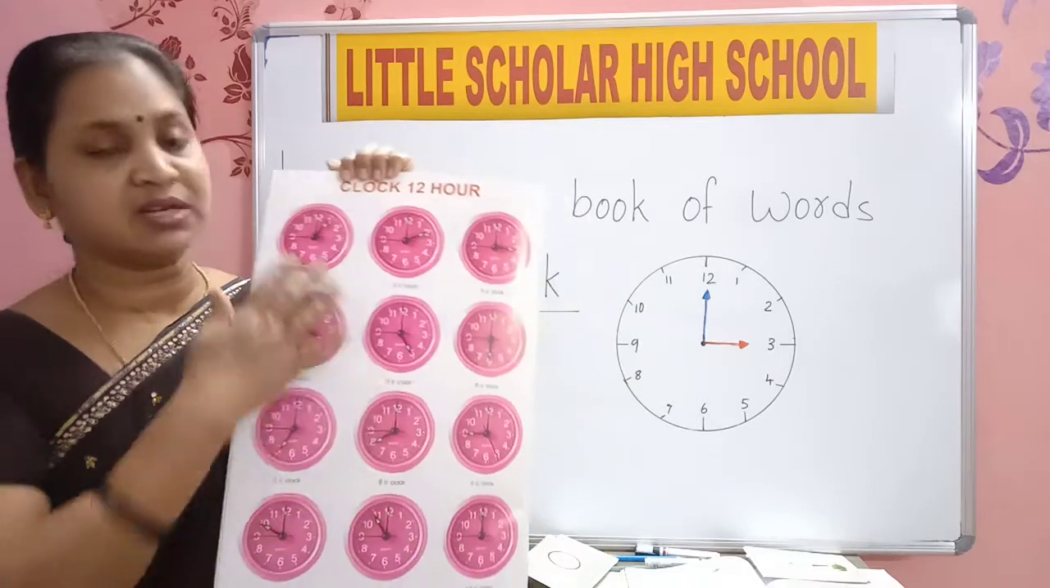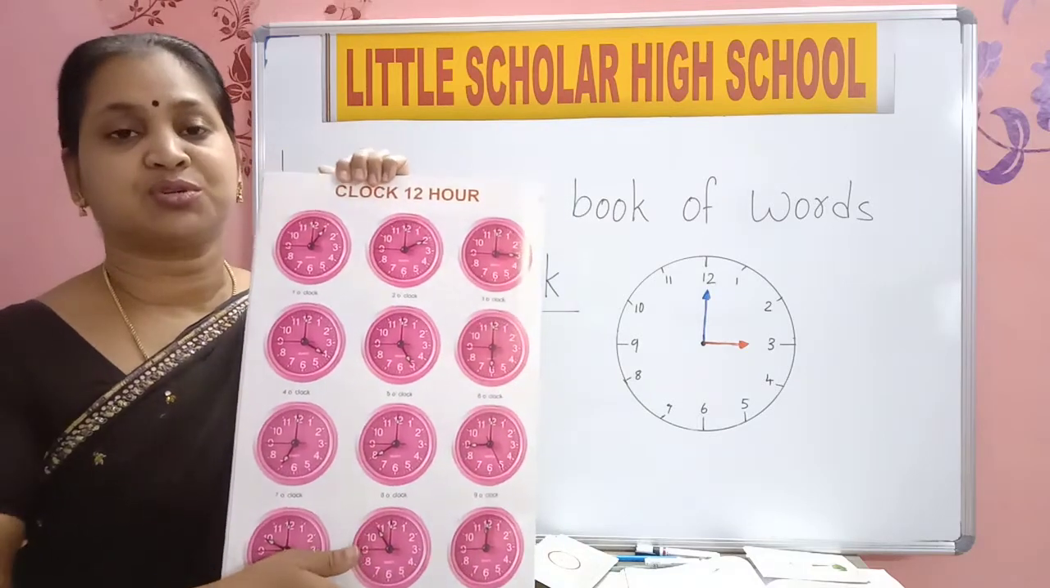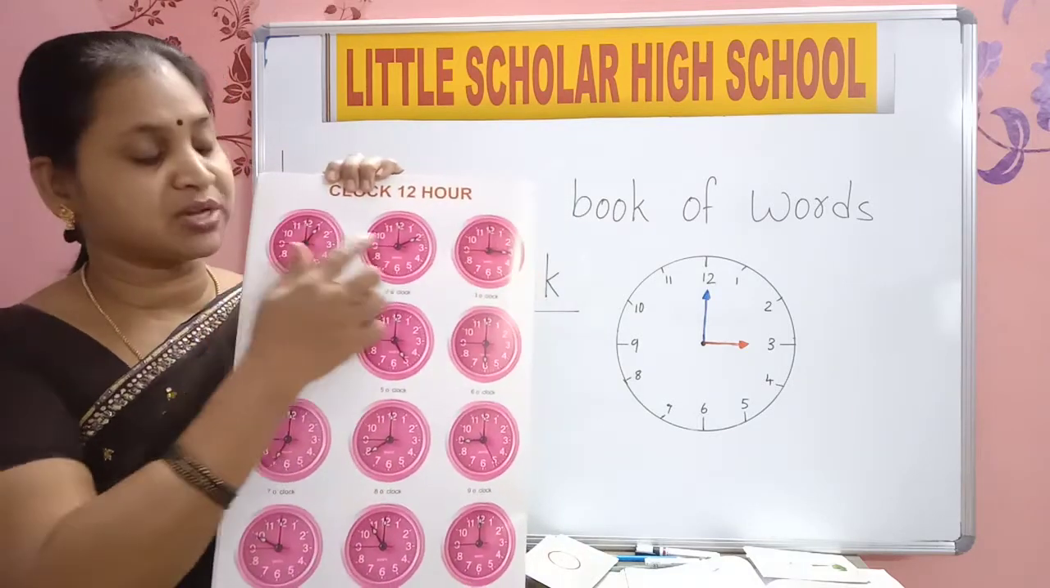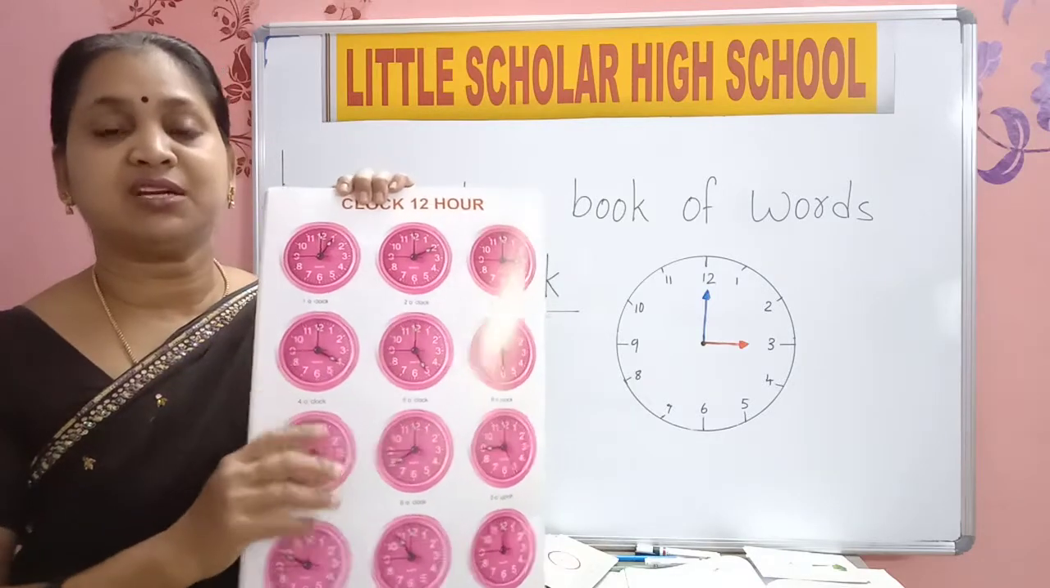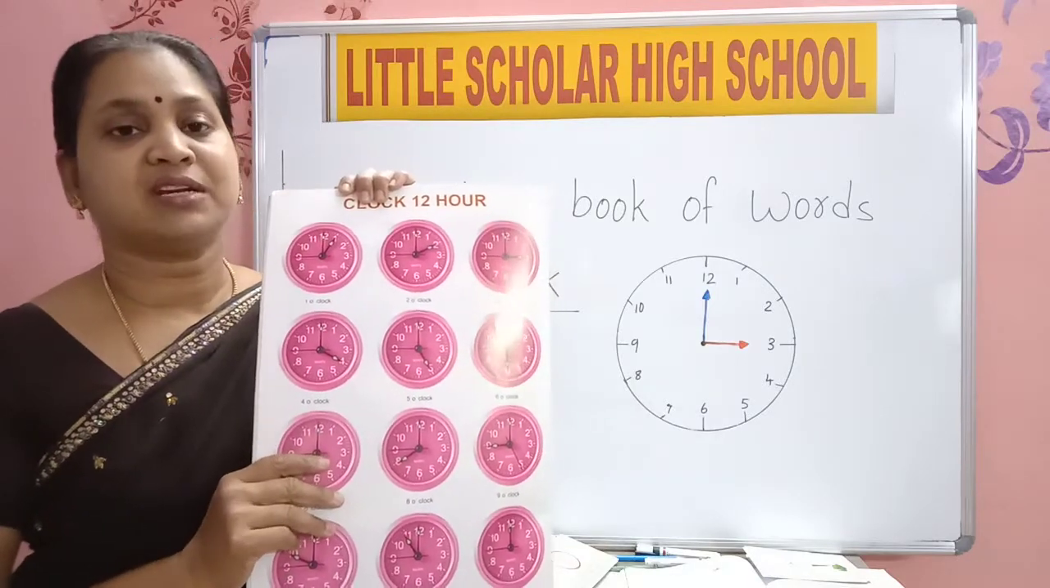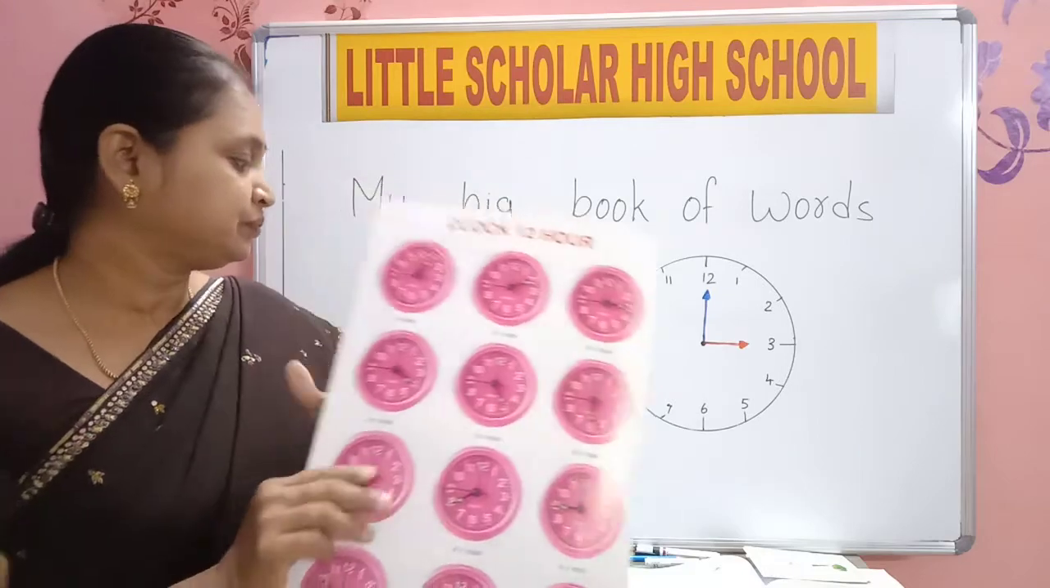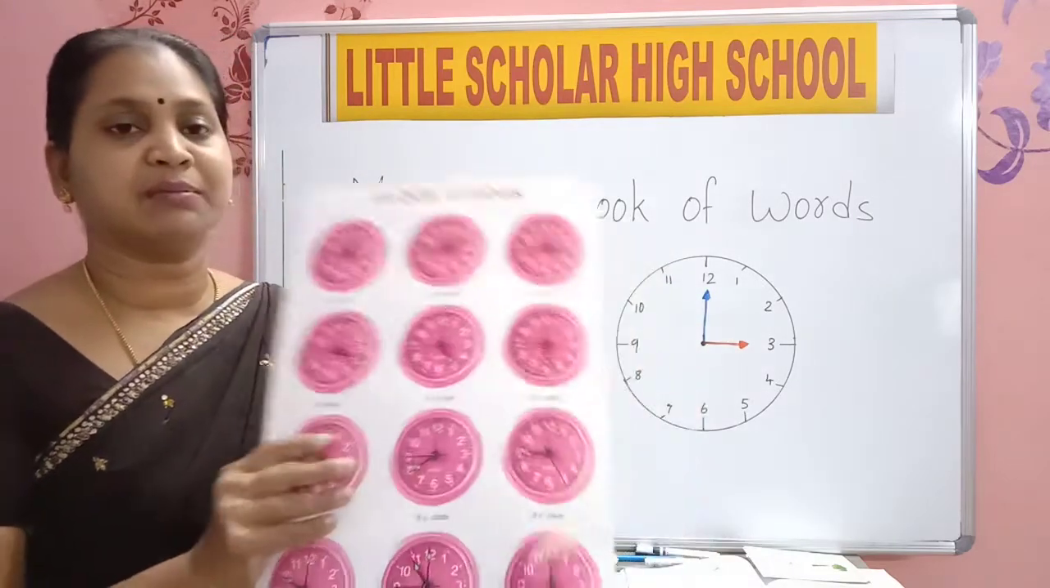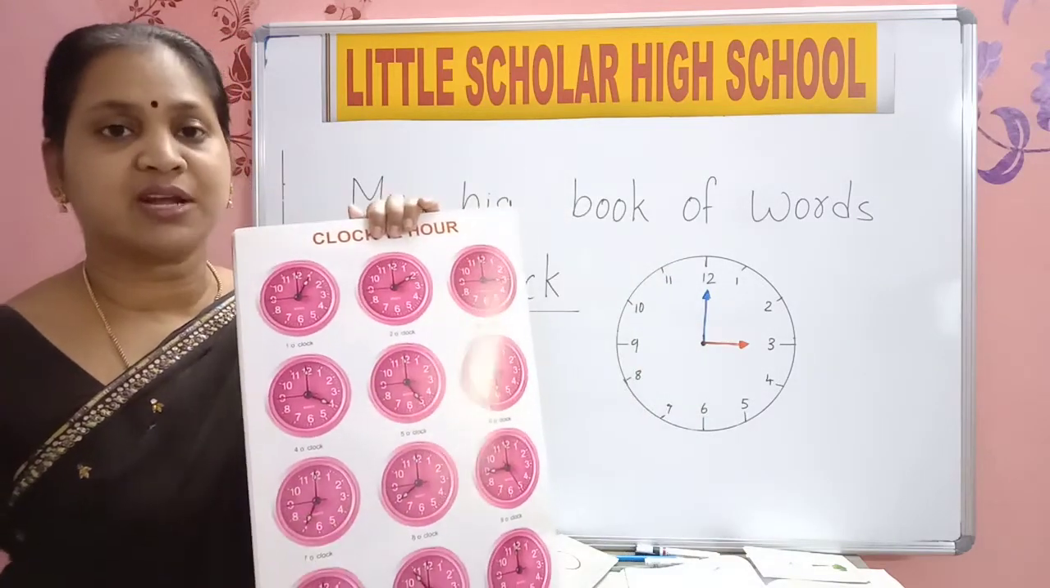What are these all? These all are clocks showing different times. Each clock is showing a different time. So first I will explain the clock, then you will be able to see this and read out the time.